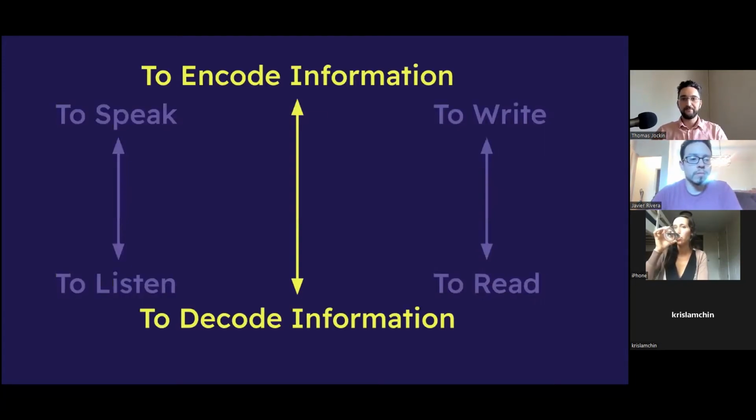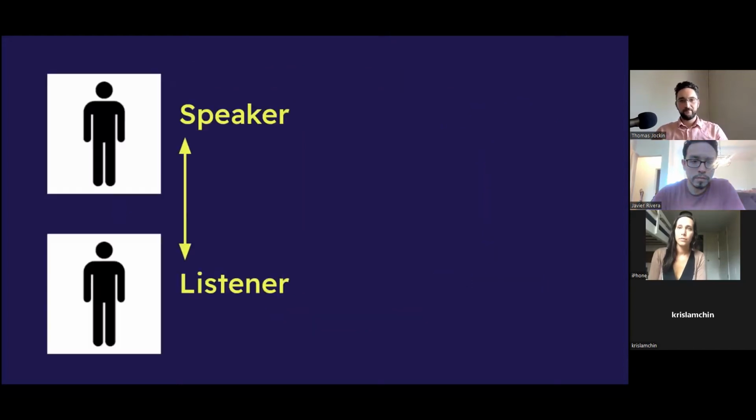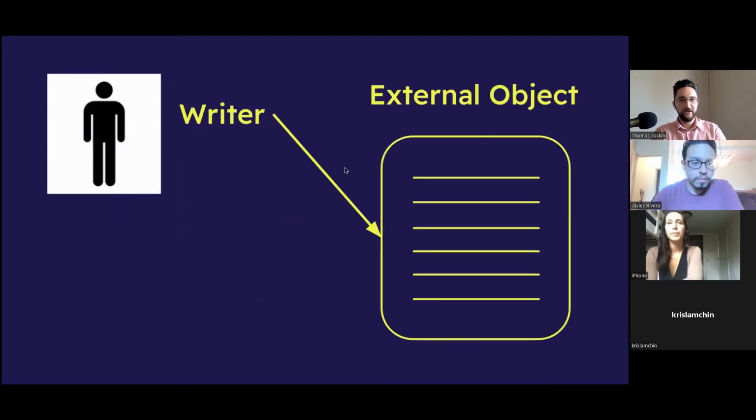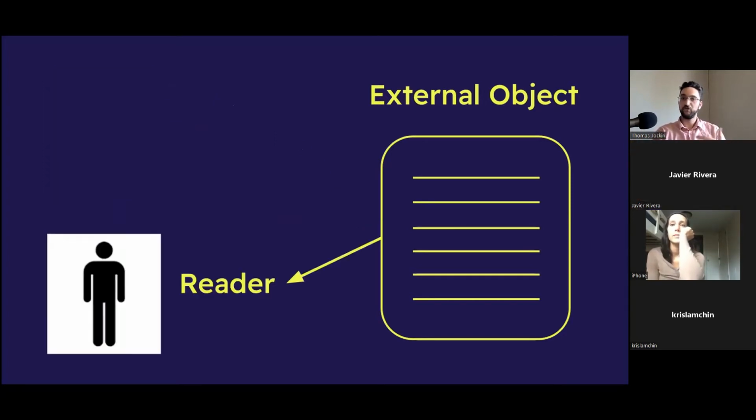Because fundamentally, these are processes or activities of encoding or decoding information. When we speak or write, we're encoding information. And when we're listening or reading, we're decoding. Generally, we started with listening and speaking because there were individuals in front of each other, a speaker and listener in correspondence in a particular time and place. But the main distinction with writing is that a writer produces an external artifact, a piece of text, which is then read by a reader at an independent time, potentially.